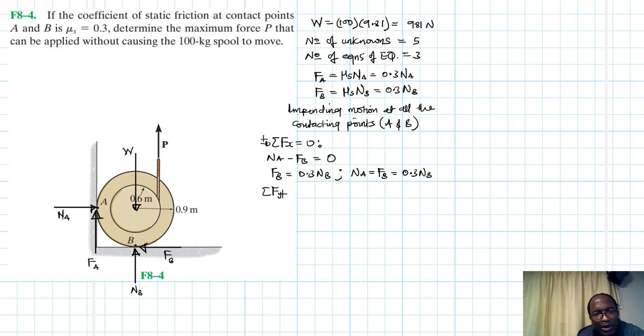So let's go to another one. Summation of forces in the y equal to 0. Going up in our reference, we have minus NB. No, sorry, this is positive. NB positive minus W plus P plus FA equal to 0.